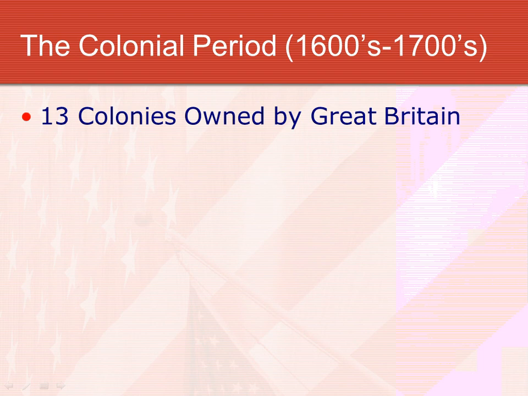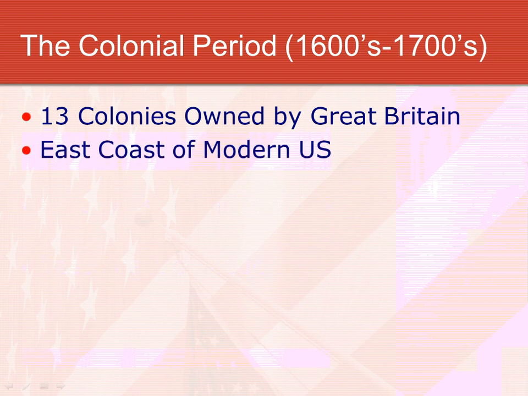Now, where were the 13 original colonies geographically? Were they in the north? Were they in the south? Were they on the west coast? Were they on the east coast? Yes, they're the east coast of the modern United States. They made up the east coast of what we look at as the United States.